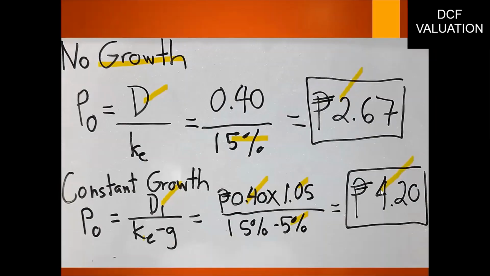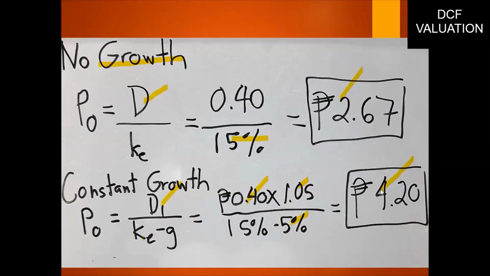So we can say that the difference between 4.2 and 2.67 represents the present value of growth opportunities. Without growth, it is 2.67. But with 5% growth, we now have 4.2. The difference is the effect of the growth opportunities of the company. So it's as simple as that. You may remember this from previous courses.